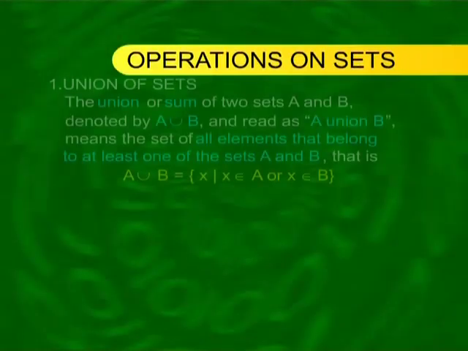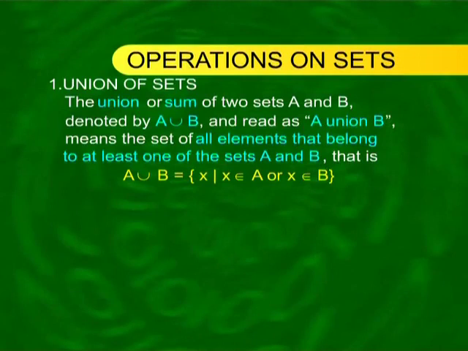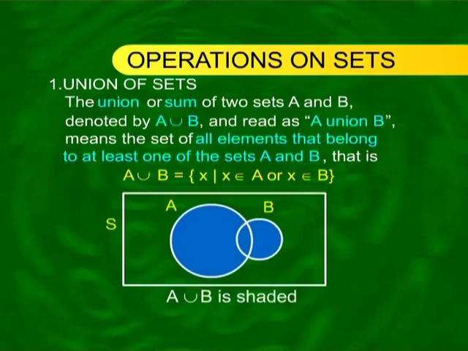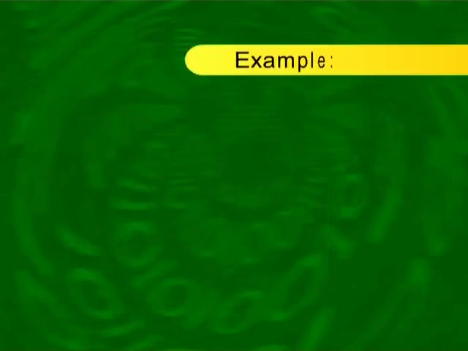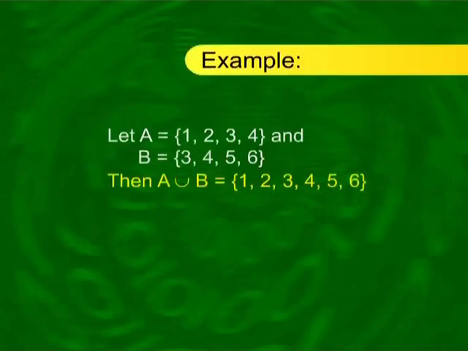The union or sum of two sets A and B means the set of all elements that belong to at least one of the sets A and B. That is, A union B is the set of all those x values which belong either to A or to B. For example, if set A consists of the numbers 1, 2, 3, 4, while set B consists of 3, 4, 5, 6, then A union B consists of the numbers 1, 2, 3, 4, 5 and 6.